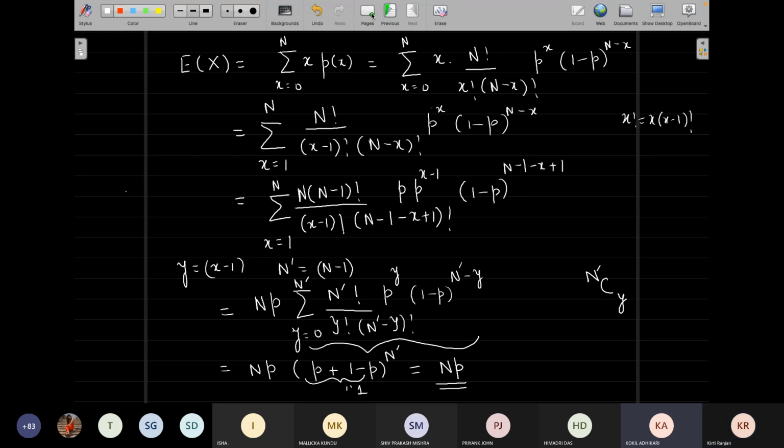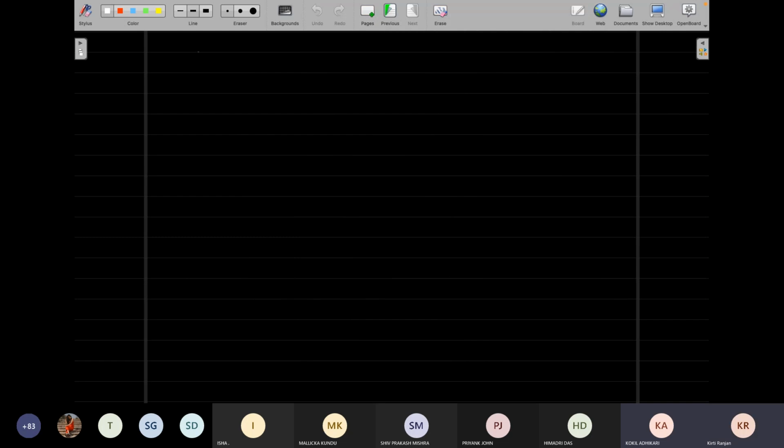Now, if I ask you to find out the variance of the binomial distribution, how was the variance defined? It can be E of x square minus, you may need to go back to look into the notes. We wrote it as the expectation value of x minus mu whole square, or in this manner.